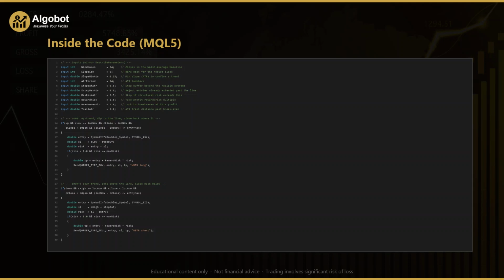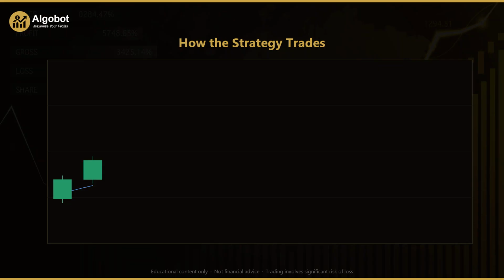The take profit is placed below at the same reward-to-risk multiple, and the strategy calls trade.sell. Notice both sides share identical structure, only the direction flips. That symmetry keeps the behavior consistent whether the market is rising or falling. Let's bring the logic to life on this chart.